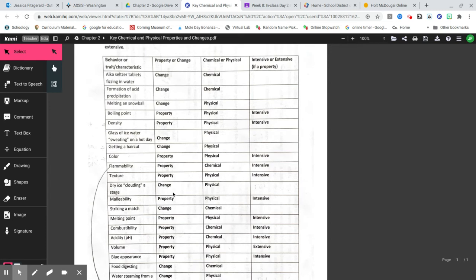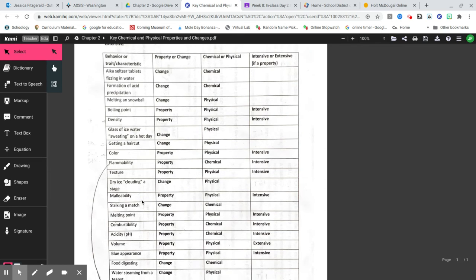Dry ice clouding a stage. So, what that means is dry ice goes from a solid to a gas, it skips the liquid phase altogether. So, this is a change. And it's a physical change because we're changing our phases of matter. We still have CO2. CO2 is the gas that makes up dry ice. We're just changing the distance of our molecules. And the last box is going to be open.